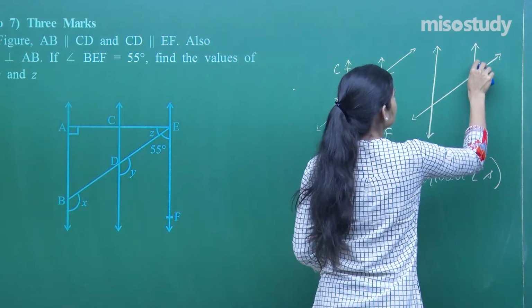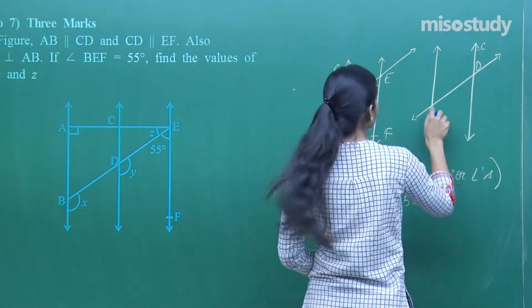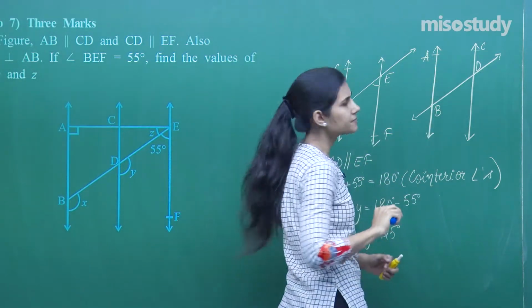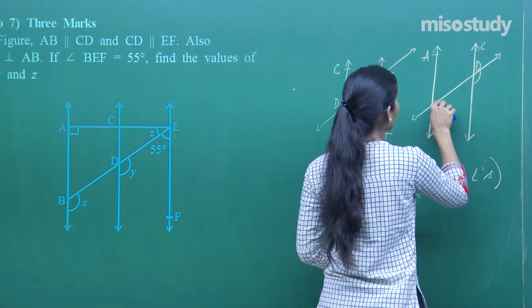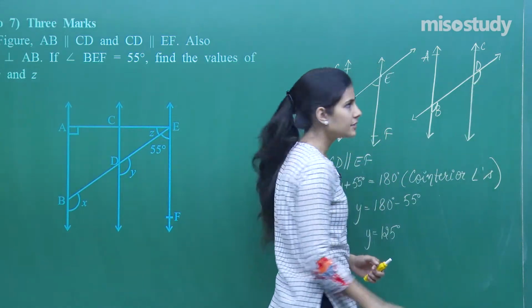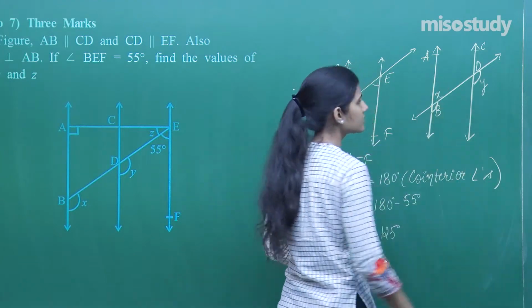In here, say this point is D, somewhere here is C, and here it is B, somewhere here is A. Clear? You know that this angle and this angle, they are corresponding angles. Angle over here is Y, angle over here is X.